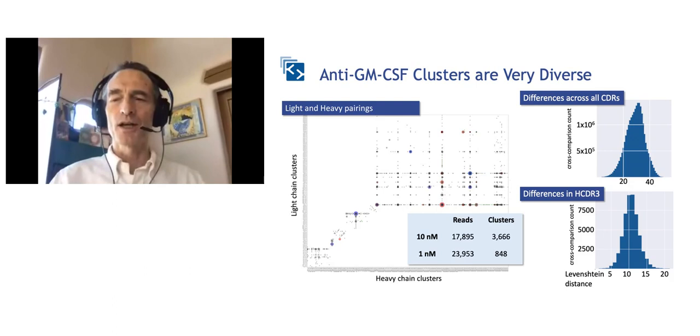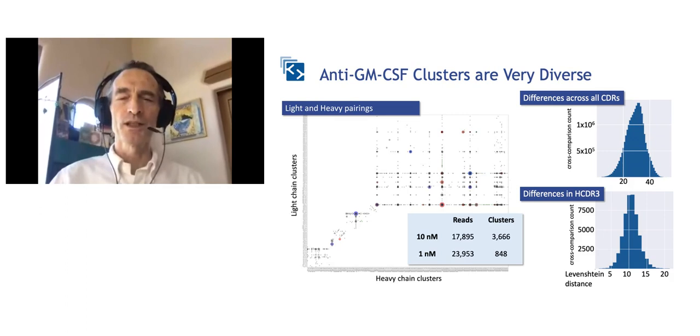We're not talking about CDRs that differ by 1 or 2 amino acids. We're talking about CDRs that are really very different from one another. And if you take all the CDRs together, you concatenate them and you compare them, you can see we're getting differences of between 20 to 40 between antibodies in different clusters.